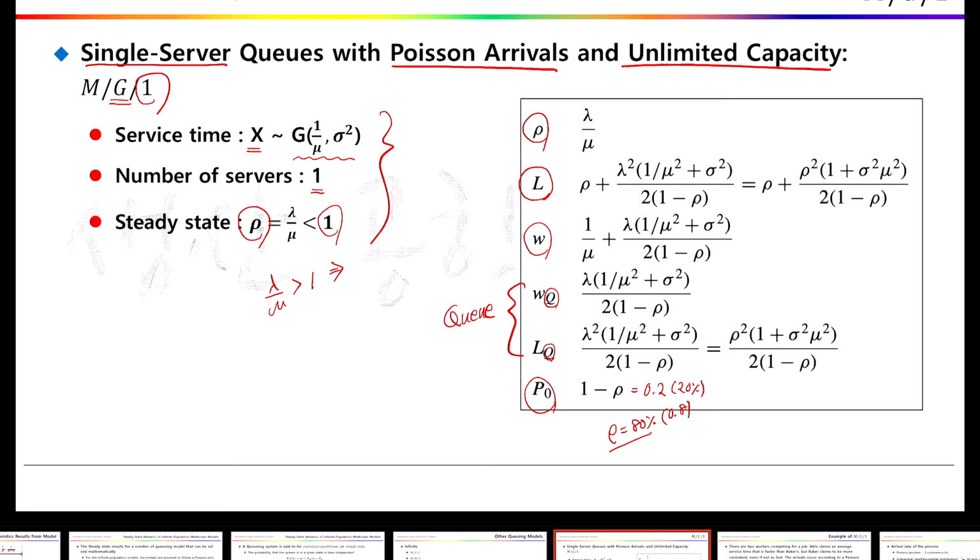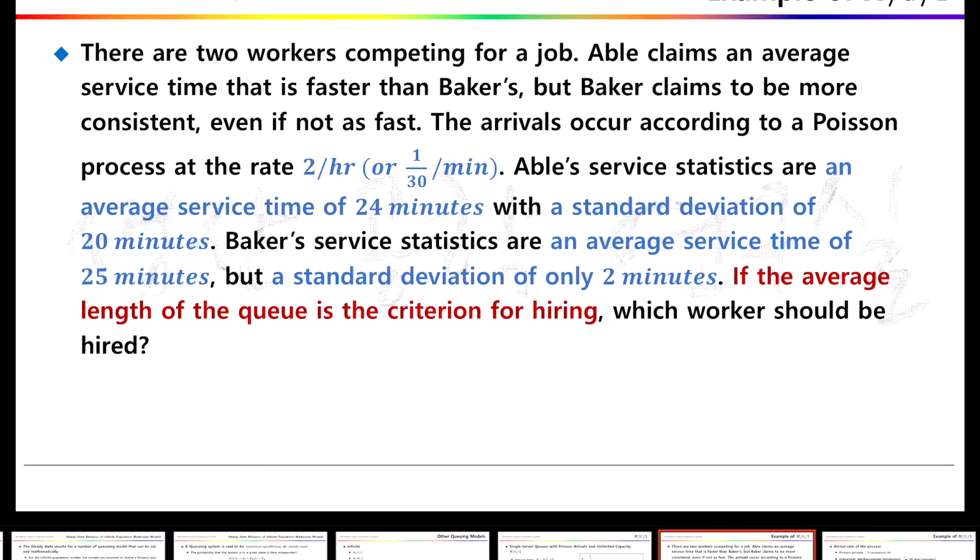By use of these formulas, we are going to treat one simple example. Let's read. There are 2 workers competing for a job. The 2 workers' names are Abel and Baker. Abel claims an average service time that is faster than Baker's, but Baker claims to be more consistent, even if not as fast as Abel.